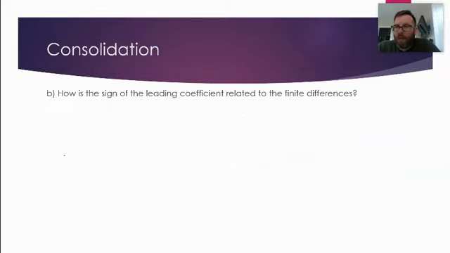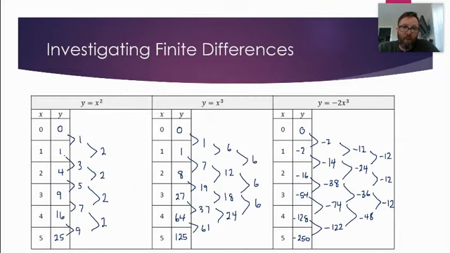Secondly, go back and look at the leading coefficient of the function and the finite differences. Let's go back to our first three. Positive leading coefficient, positive leading coefficient, negative leading coefficient, and look at the finite differences that were equal: positive 2, positive 6, negative 12. It appears there's a connection between the leading coefficient sign and the sign of the finite differences that are equal. Does that rule hold for the next two?